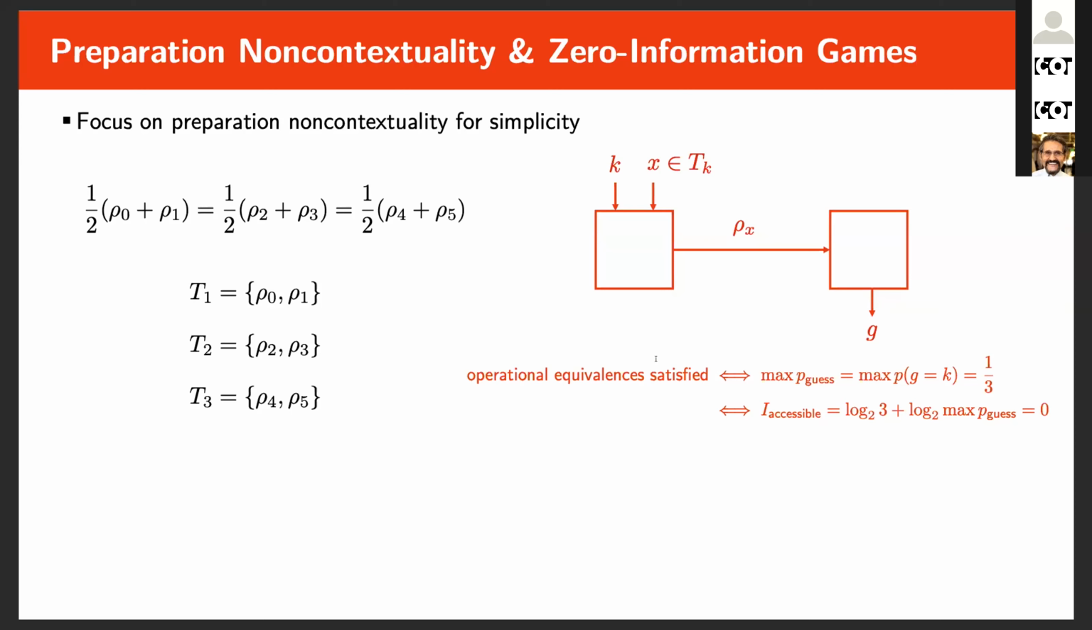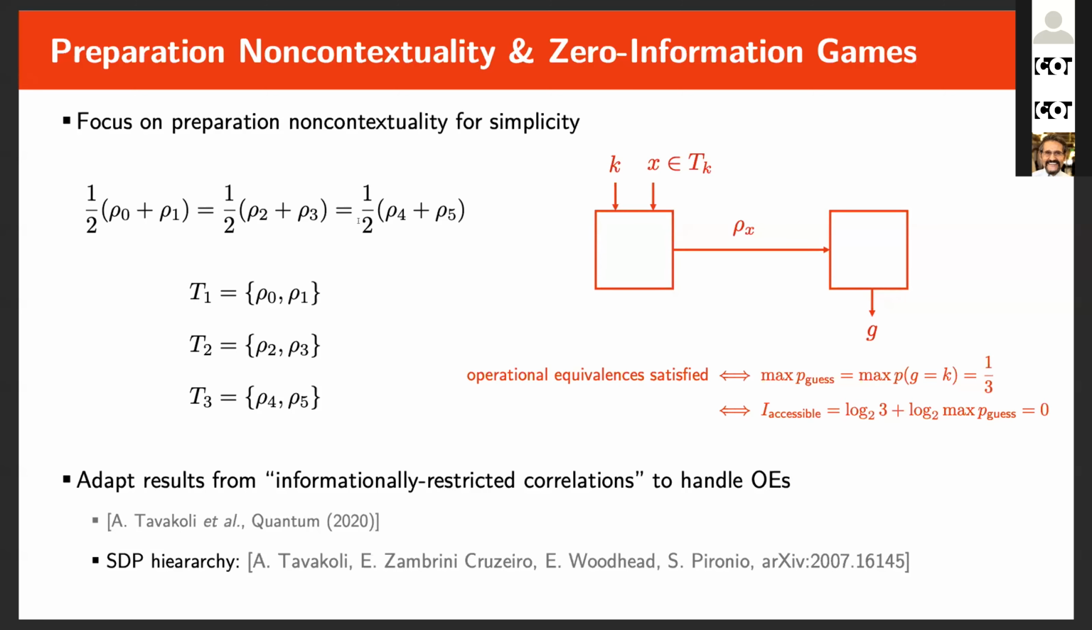And we can show that the operational equivalences are satisfied if and only if Bob can do no better than guessing at random the value of K. Or another way to put this is that the accessible information in the min-entropic sense about K given X is zero. And the reason this connection is useful for trying to create the hierarchy for contextuality is that it allows us to adapt recent results from the study of informationally restricted correlations to apply them to contextuality.